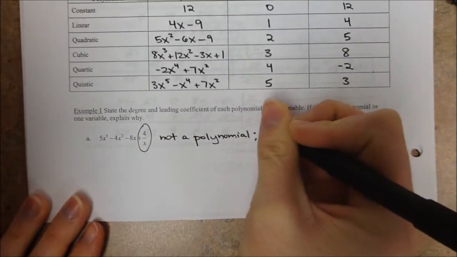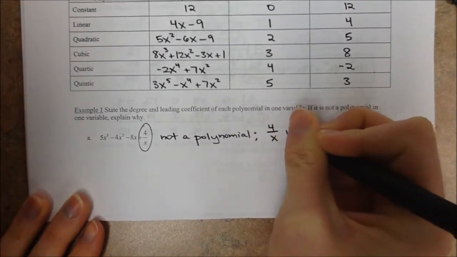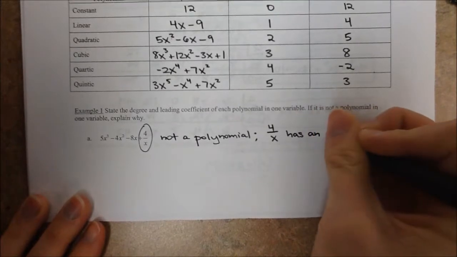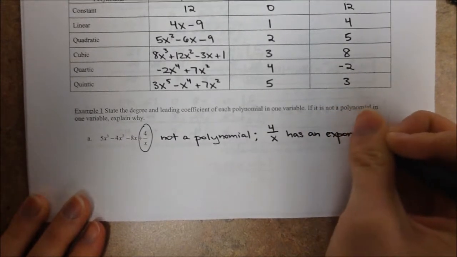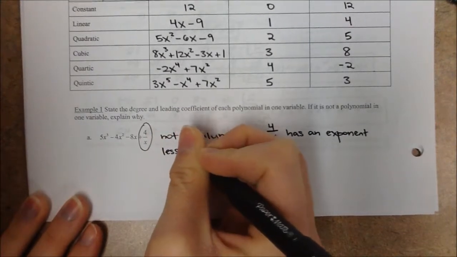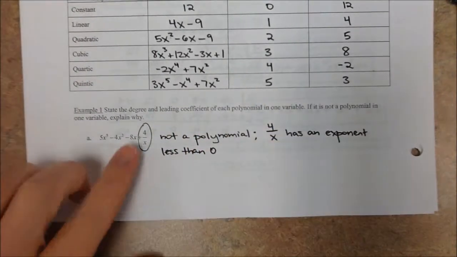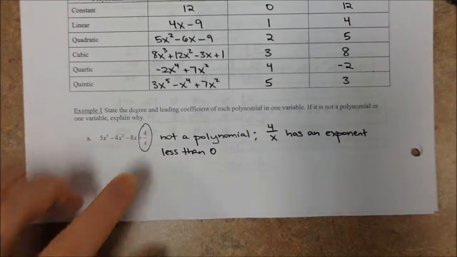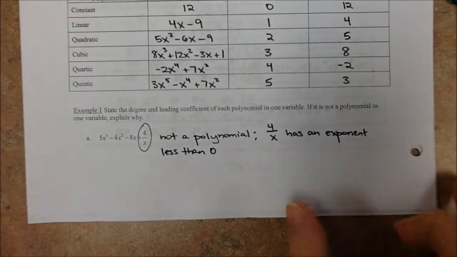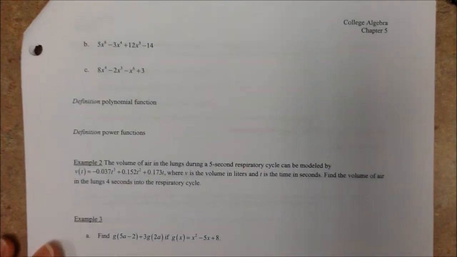And what we'll say is that 4 over x has a degree less than 1, or I guess less than 0. Because remember, since this x is in the denominator, it's technically an x to the negative first, and that exponent is something that's less than 0, and we're not allowed to have that in a polynomial. Okay, let's look at a couple more examples, same thing.